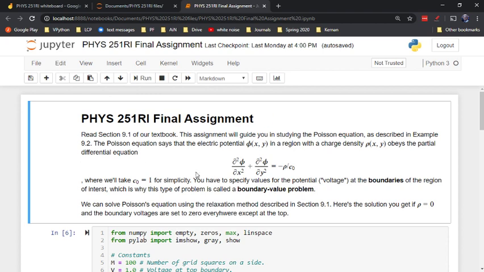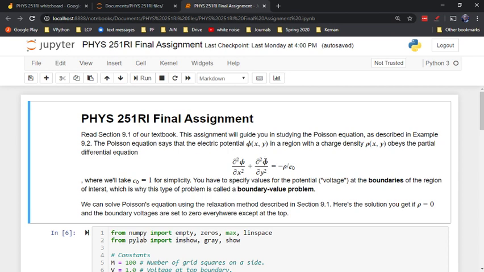Let's take a look at how this works out in our Jupyter Notebook file, which is freezing on me. There we go. Okay, so what I'm going to do is ask you, before you start this assignment, to read section 9.1 of our textbook. It's going to go over exactly what we just went over, just in better handwriting.